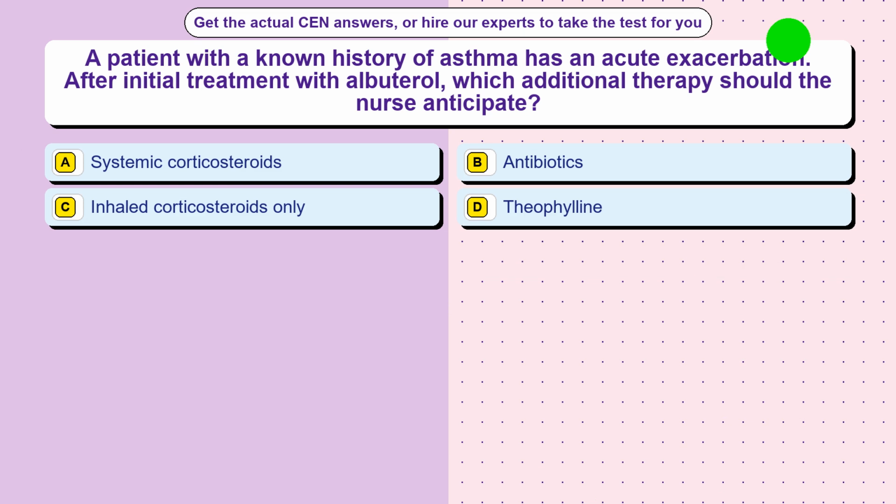Question 78. A patient with a known history of asthma has an acute exacerbation. After initial treatment with albuterol, which additional therapy should the nurse anticipate? Option A, systemic corticosteroids. Option B, antibiotics. Option C, inhaled corticosteroids only. Option D, theophylline.